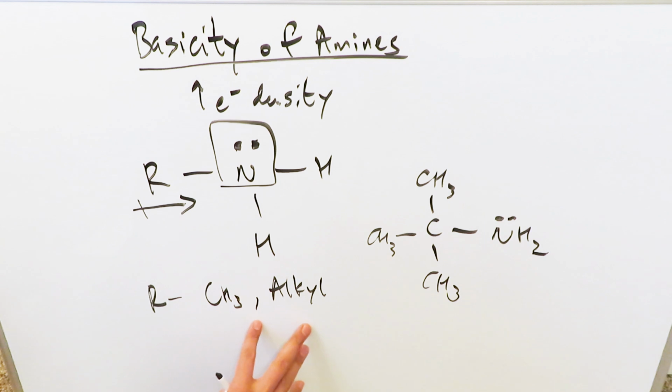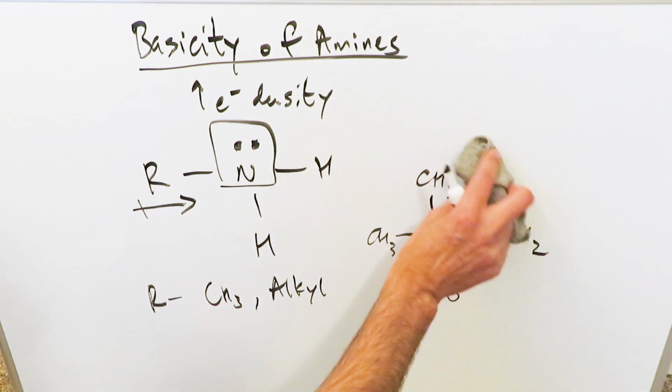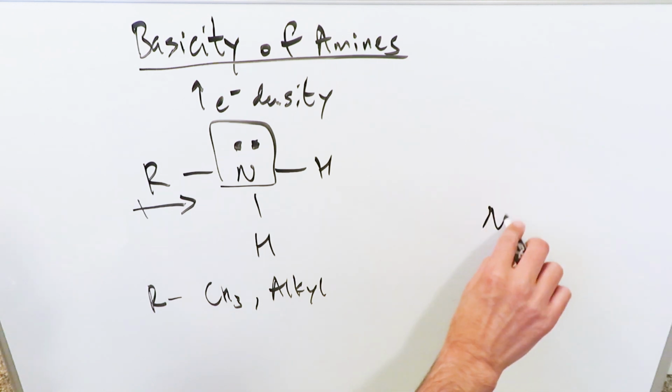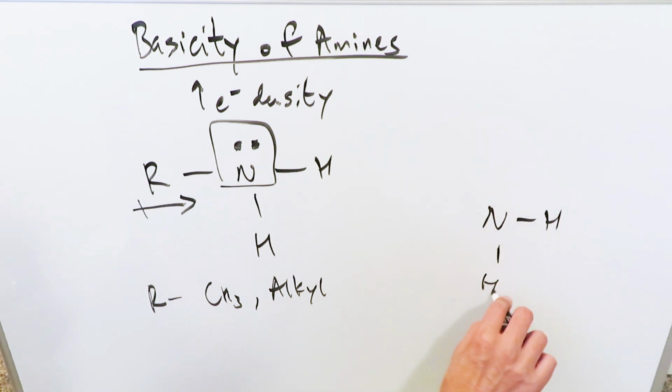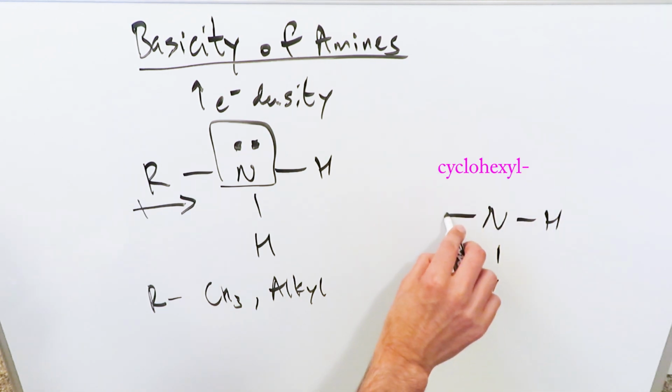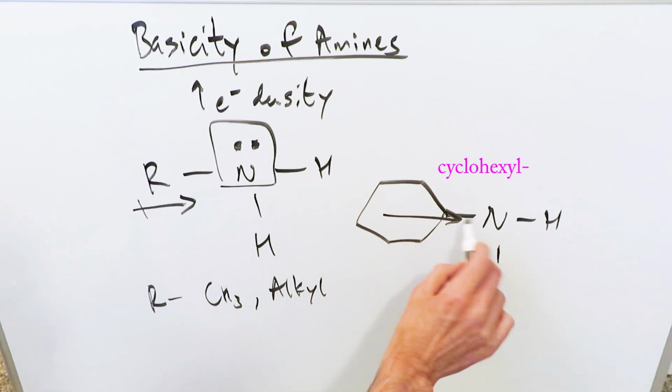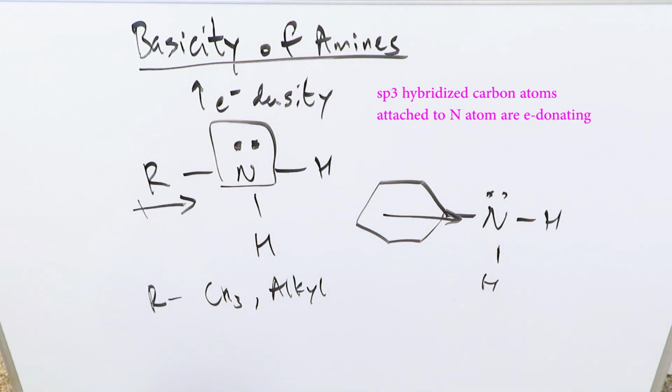It's not just limited to this. You can have cyclic compounds as well. Consider this right here. You have over here a nitrogen and you have a hydrogen, and what you have over here is a cyclohexane ring. This is going to donate in the direction over here and it will increase electron density on that nitrogen and it will make it more basic.